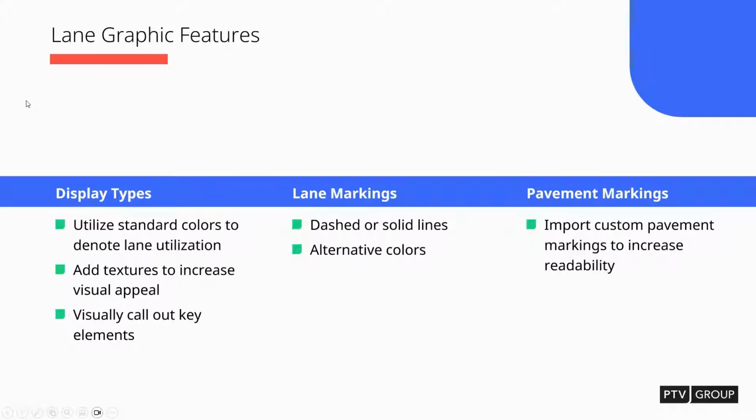So let me go on to, there we go. All right, so the first features we're going to be talking about are the lane features, the lane graphic features. And these are going to include 3 key elements: the display types, the lane markings, and the pavement markings.